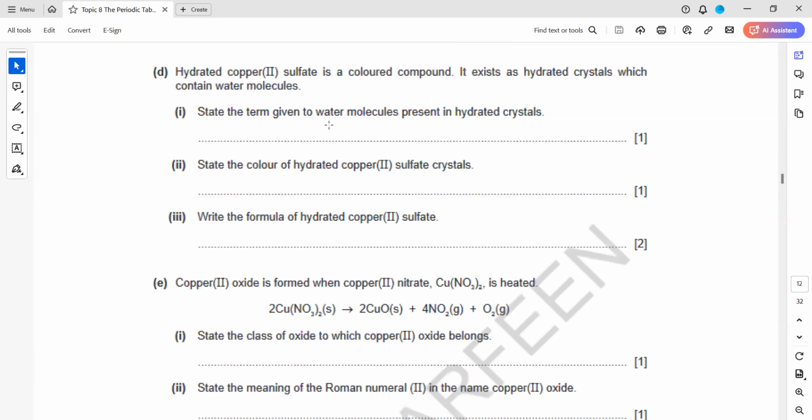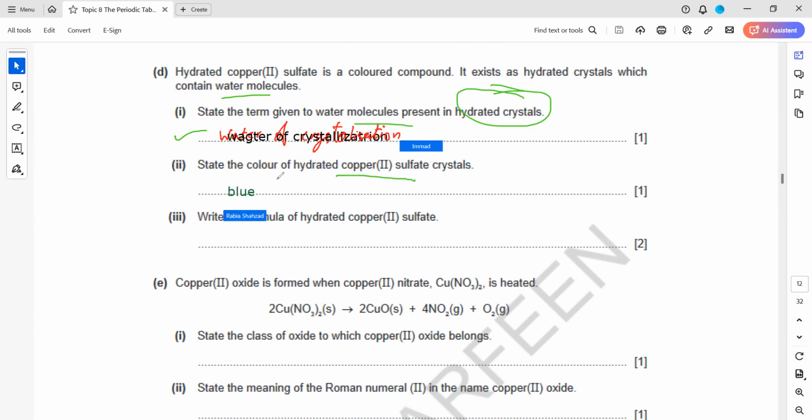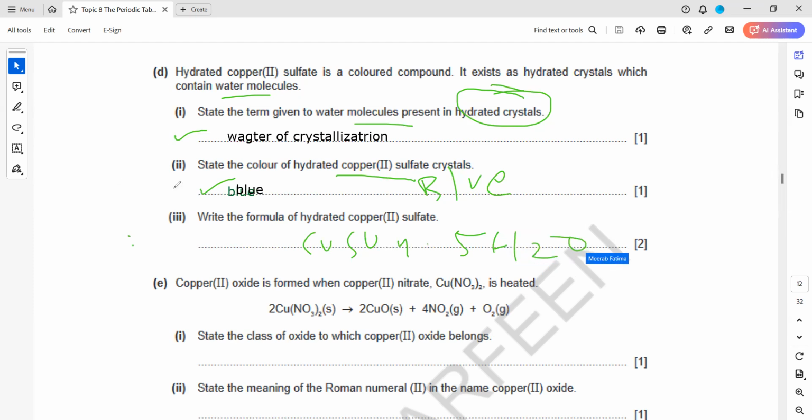In part D, hydrated copper(II) sulfate is a colored compound. It exists as hydrated crystals which contain water molecules. State the term given to the water molecules present in a hydrated salt. The specific name we call them is water of crystallization. State the color of hydrated copper(II) sulfate. Blue. Write the formula for hydrated copper(II) sulfate. So, CuSO4·5H2O. Good.